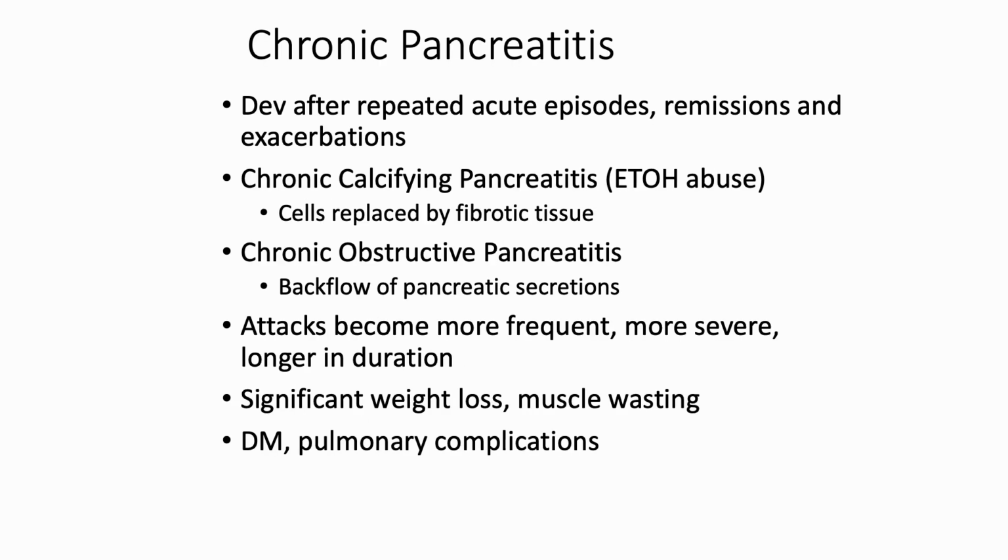Chronic pancreatitis, this can develop after repeated acute episodes. Patient has an acute episode, then they're in remission, and then it may come back again. Often the attacks start to become more frequent, more severe, longer in duration as they occur. You can have chronic calcifying pancreatitis. This you see frequently with patients who have alcohol abuse, where the pancreatic cells actually are replaced with fibrous tissue. And then you can have the chronic obstructive pancreatitis, which is that backflow of the pancreatic secretions.